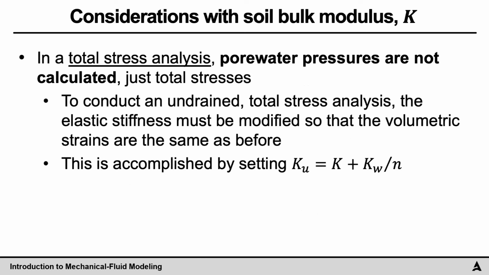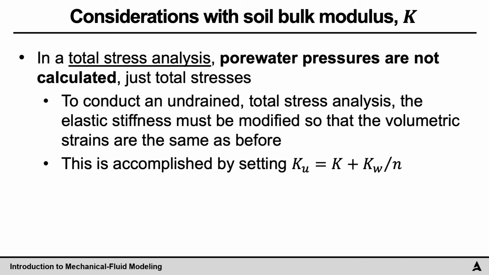The last important item is, well, what do we do about the bulk modulus of the soil skeleton? Well, in a total stress analysis, the pore water pressures are not going to be calculated, just the total stresses. But what we would like to do is, if we're going to do an undrained analysis, we want to ensure that the volumetric strains are quite small. In an undrained analysis, in theory, Poisson's ratio is 0.5, but that's going to be problematic due to the fact that that would correspond to a bulk modulus of infinity. So often it's, say, around 0.45.